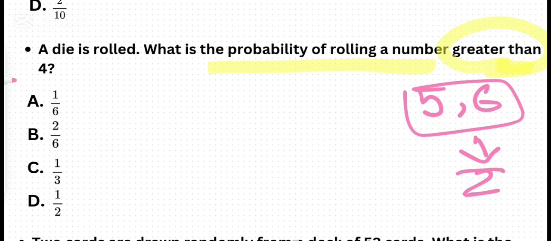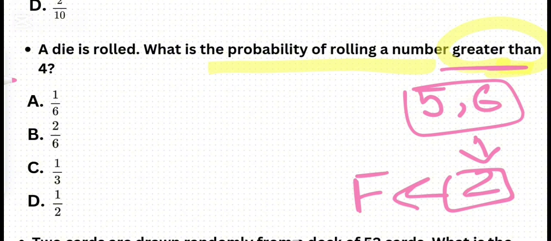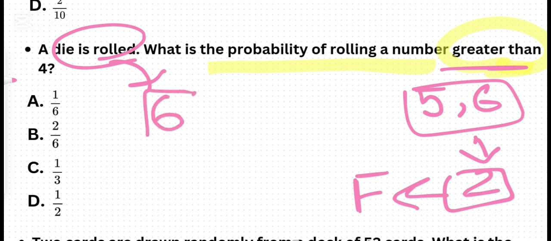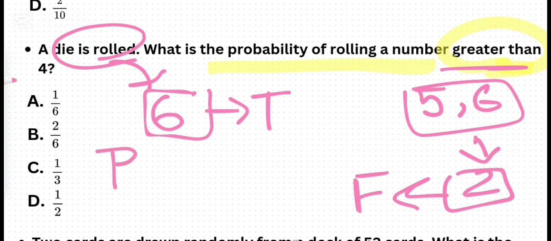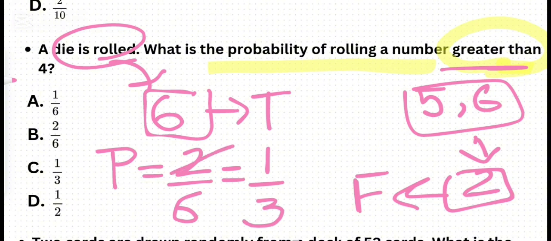So this is the favorable outcome, because they are asking what are the chances of greater than 4. And if you know a dice has 6 faces, everybody knows, so this is the total outcome, right? After putting the formula P is equal to F by T, you will get 2 by 6, which becomes 1 by 3 after cutting, right? So the correct option is C. See, these questions are very, very easy.